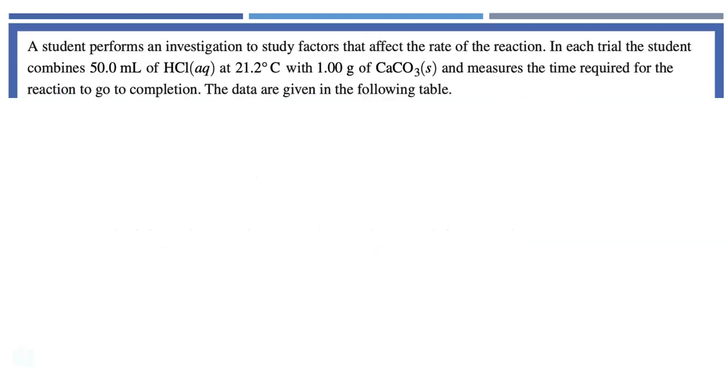A student performs an investigation to study factors that affect the rate of the reaction. In each trial, the student combines 50 mL of hydrochloric acid solution at 21.2 degrees Celsius with 1.00 grams of the solid calcium carbonate and measures the time required for the reaction to go to completion. The data are given in the following table.